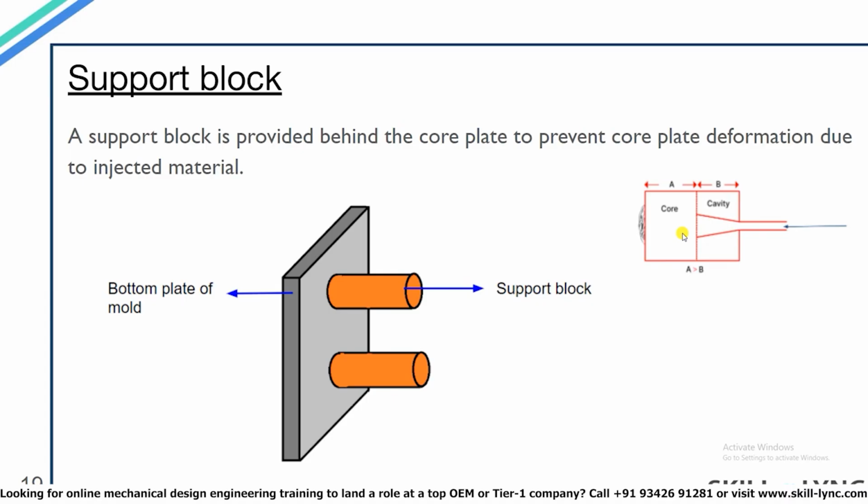Now you might ask, why can't we just keep increasing the thickness of the core plate? What is the need for the support block? It is true that the deformation problem can also be solved by increasing the thickness, but there's a limit up to which increasing the thickness is cost effective. This is because when we increase the thickness, we have increased the material cost for the core plate, and then the length of the holes which need to be milled in the core plate for the ejector pins will also increase. So that is why we use a support block instead.